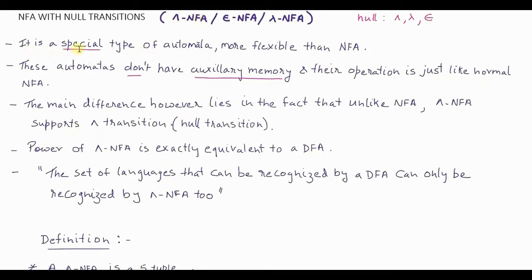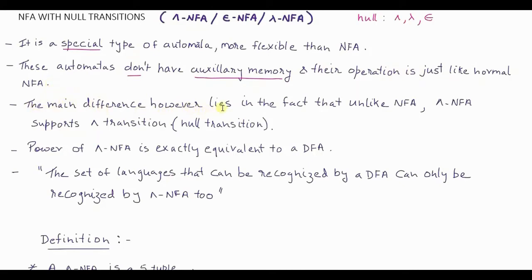It is a special type of automata, and it is more flexible than your usual NFA. However, these automata also don't have auxiliary memory, and their operation is just like a normal NFA. As we have seen earlier, in a normal NFA or DFA there was no auxiliary memory, and the automata could remember things by changing states. Similarly, here there is no auxiliary memory, and the operation is just like your normal NFA. Then what is the main difference?